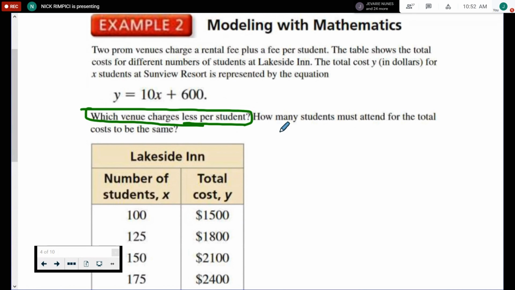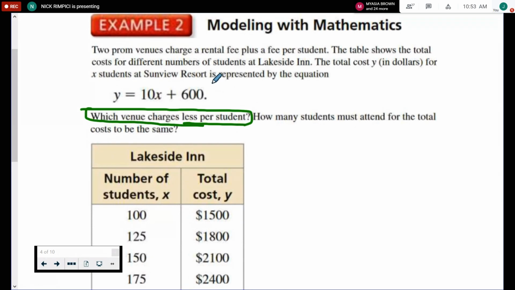Well, let's see here. Sunview is much easier to work with, and some people in this class might be able to just look at this and answer the question in 2 seconds. If you can do that, that's great. But for those of you who don't see what the answer is right away, that's okay too. No reason to worry. What we can do is this: we know that y is the total cost, and x is the number of students.